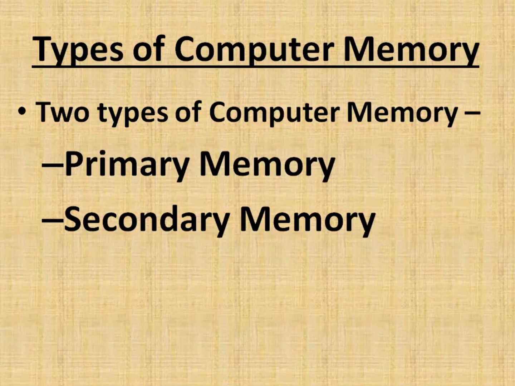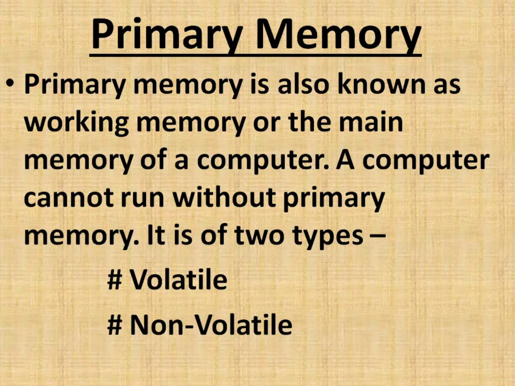Now further the topic is the types of computer memory. Computer memory is of two types, primary memory and secondary memory. What is primary memory? Primary memory is also known as the working memory or the main memory of the computer. A computer cannot run without primary memory. It is of two types, volatile and non-volatile.